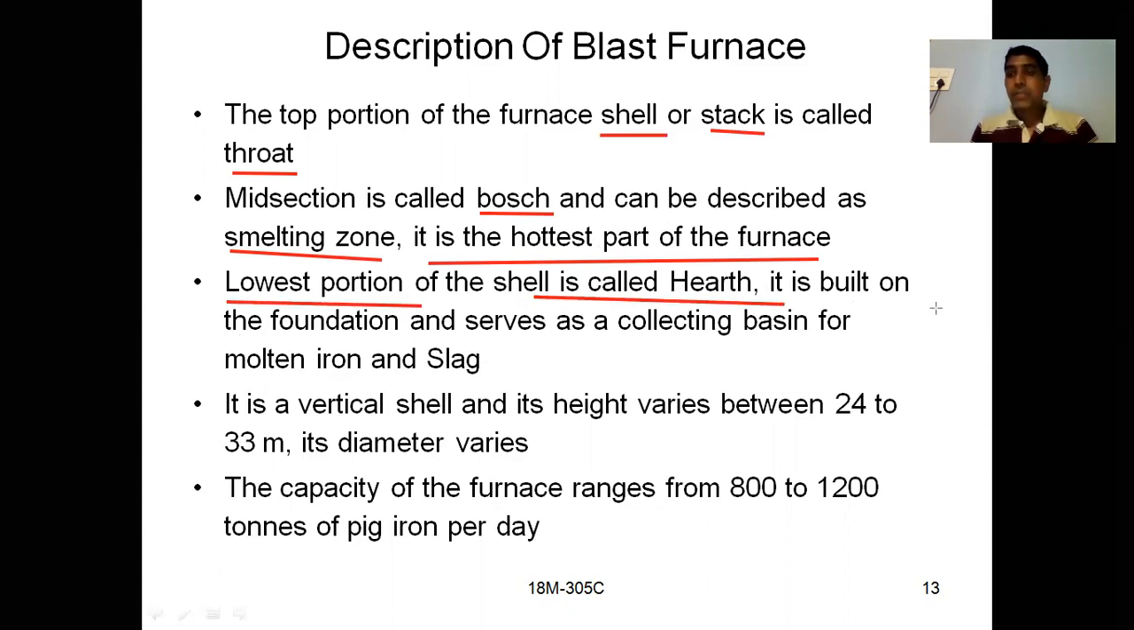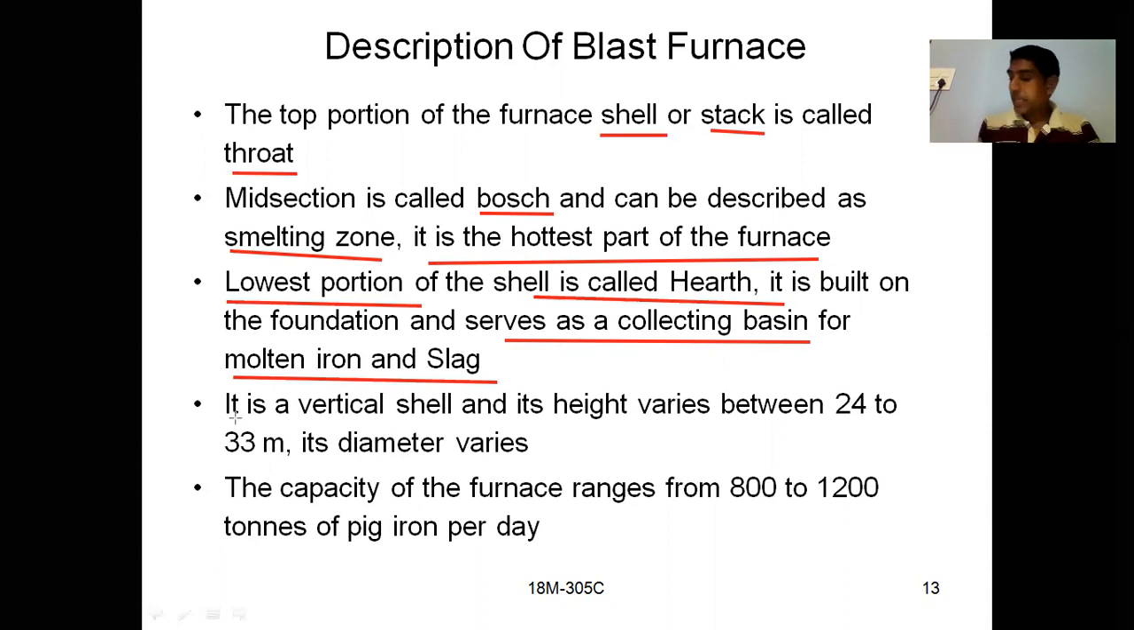After melting, the pig iron will settle down. The molten pig iron and the slag will settle down on the hearth, which acts as the collecting basin for the molten metal as well as the slag.